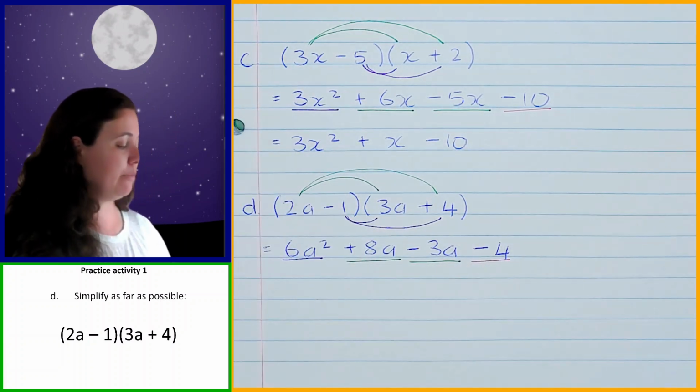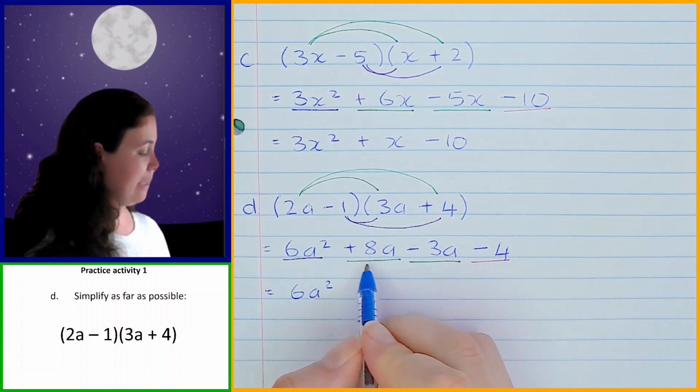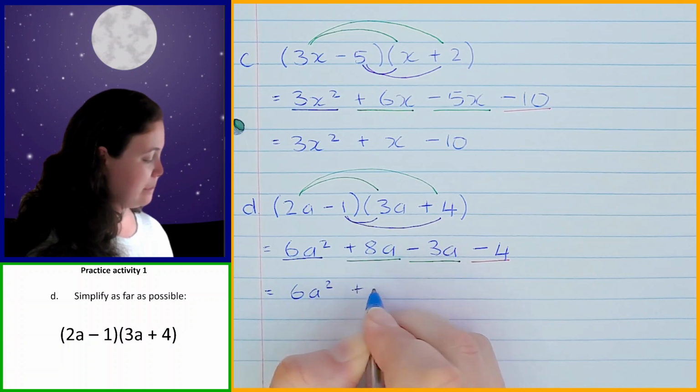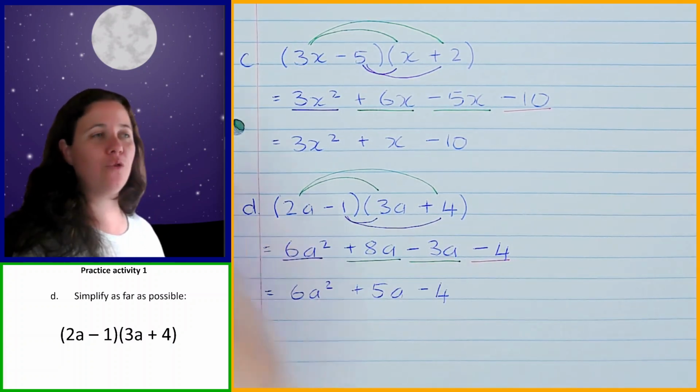Okay, so when I combine those like terms, I'm going to end up with 6a squared. Then 8a minus 3a is plus 5a, and then minus 4. So that you should have got for question D.